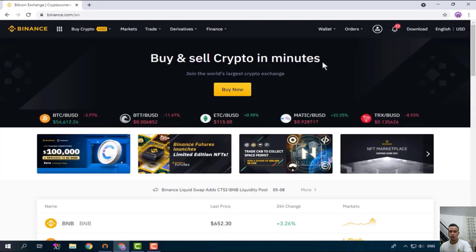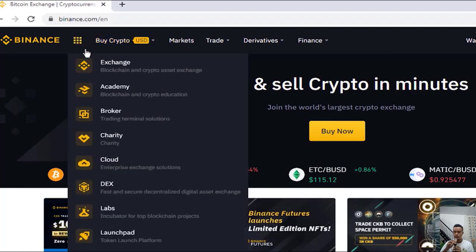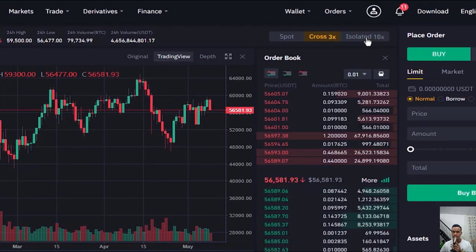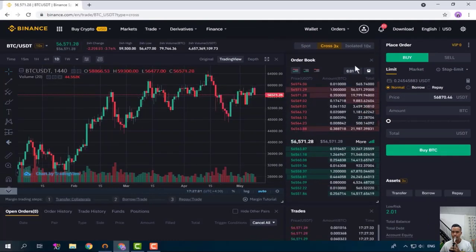On the Binance homepage, here in the menu bar in the trade submenu, you can access margin trading, or you can go to Binance Exchange. And here, by clicking Cross 3x or Isolated 10x, you can access margin trading, which is actually part of the exchange, as you can see.